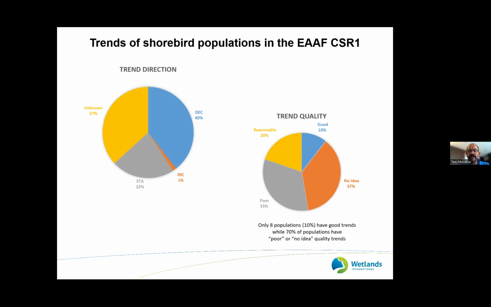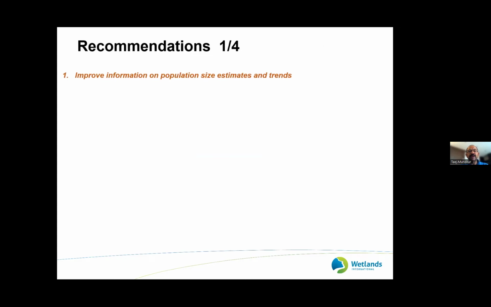So if we go ahead to where we need to be making a difference and working with everybody for that, I'll be moving now to the recommendations that came out of the first conservation status review. I'll run through them quickly. Please do have a look at them in the publication.